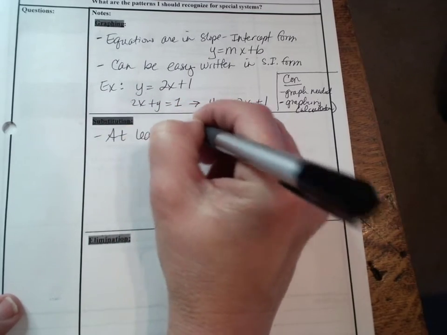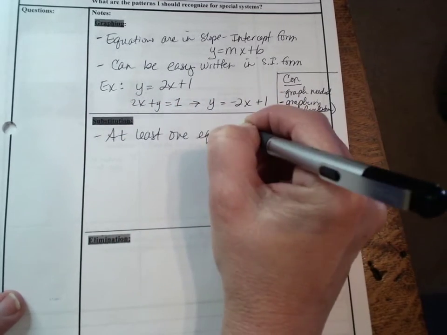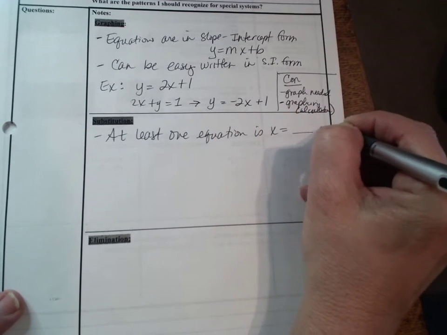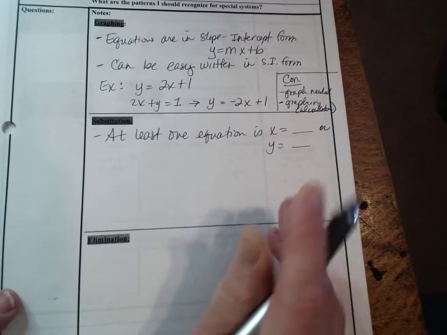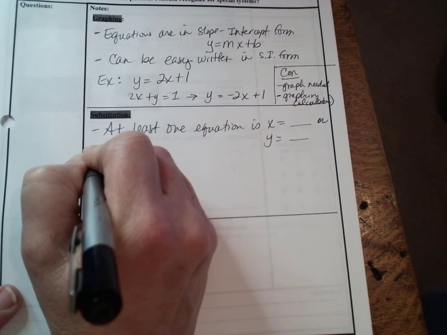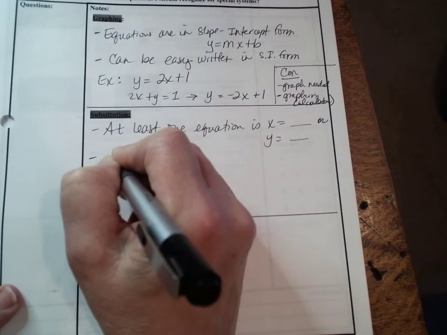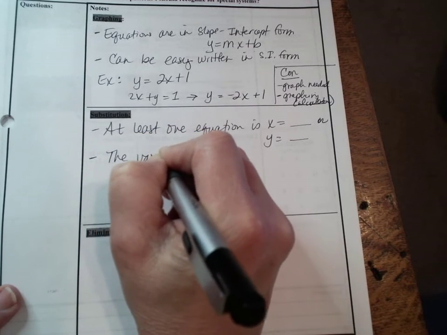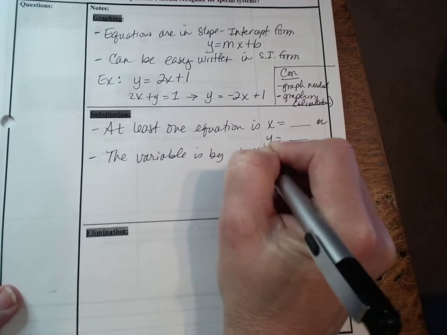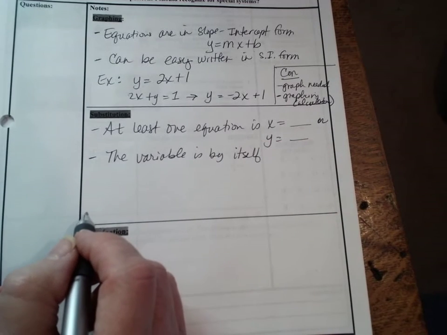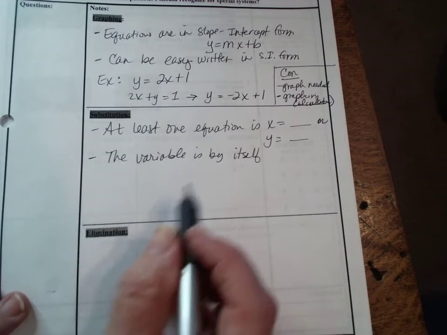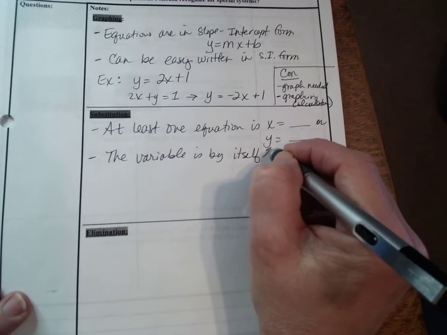Substitution: variables by themselves. One equation has x equals or y equals. That means the variable is by itself, and it can be easily solved for. Here, that could be something like this.